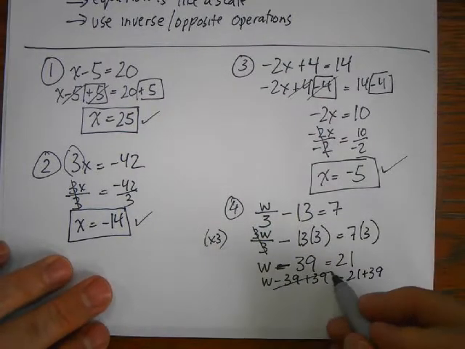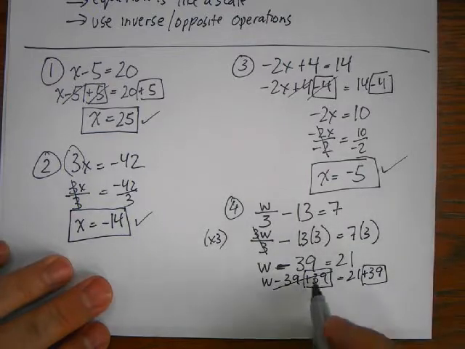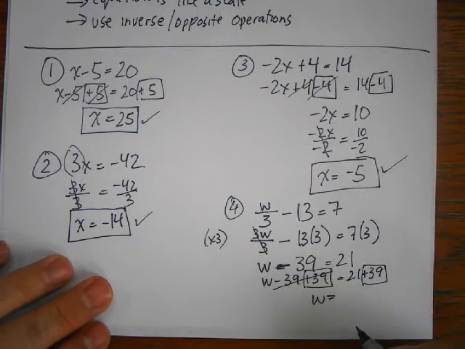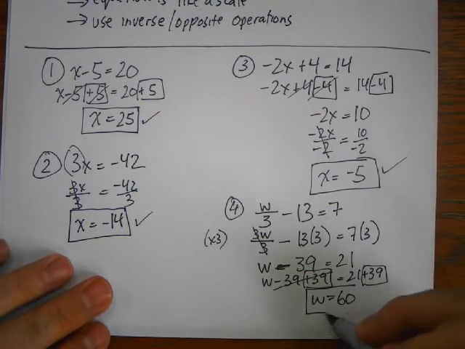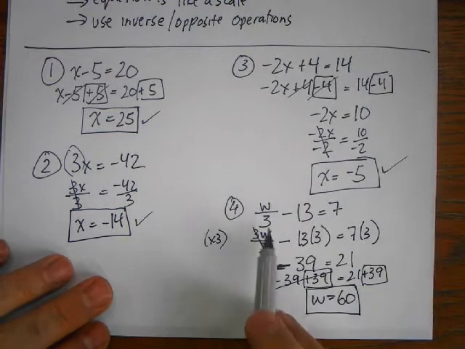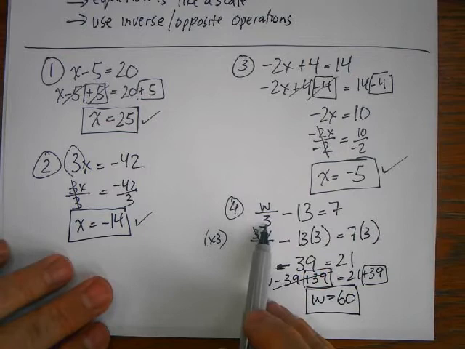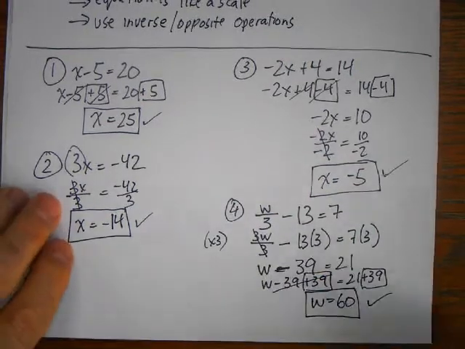These two cancel out. Okay, those two cancel out, so I just get W, and then 21 plus 39 is 60. And that's our answer. If you want to check it out, W is 60. 60 divided by 3 is 20. 20 minus 13 is 7. So we know that's right.